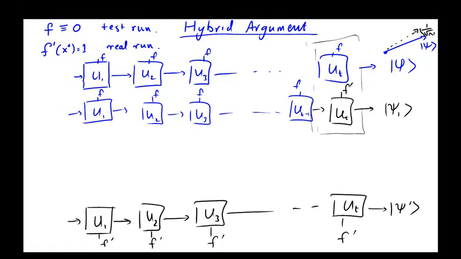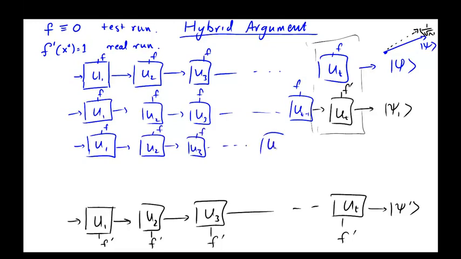So now we repeat this process and we do one more run, which still looks almost like the test run, except now the last two steps look like the real run of the algorithm. So we make queries to f prime. Now how different is this output, psi2, from psi?